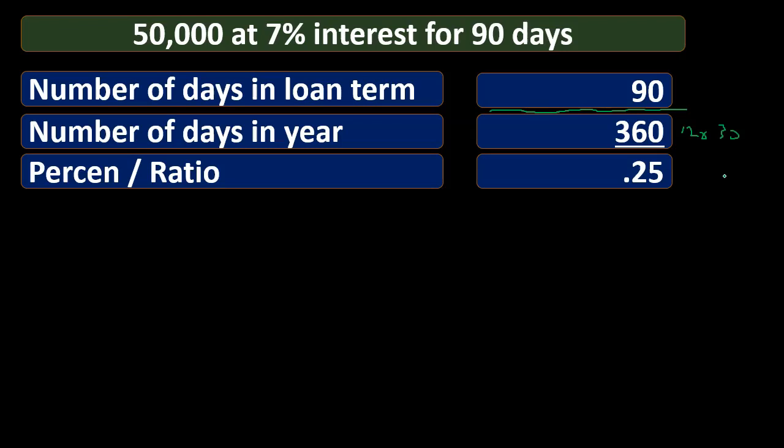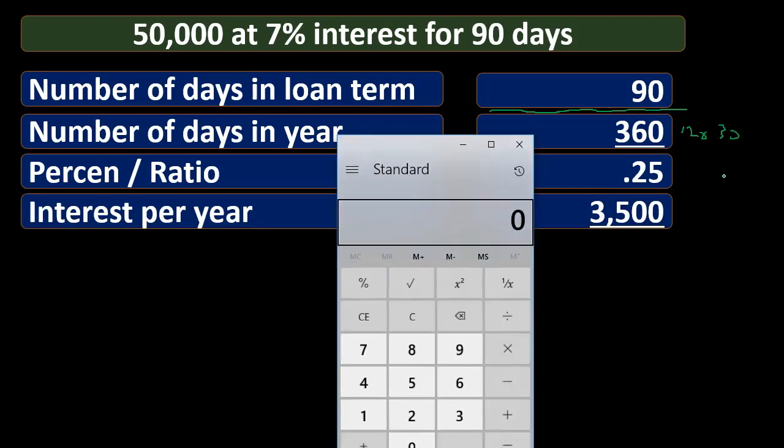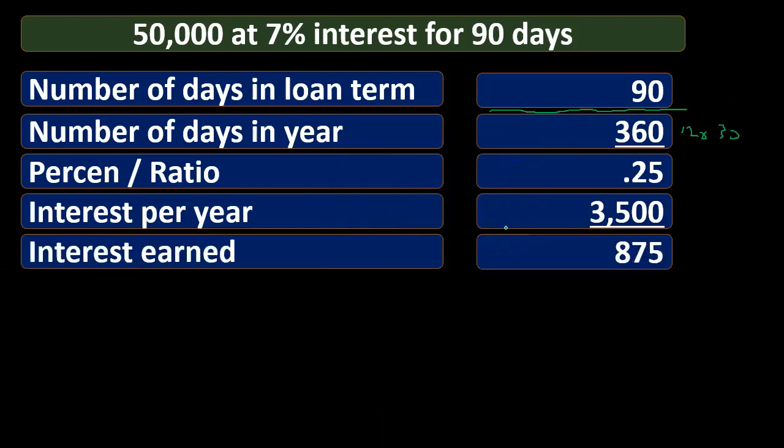Now that we have that ratio, we can take that 0.25 and multiply it times the interest per year, which was that 3,500, or 50,000 times 0.07, and that'll give us our 875. So note this gets to that 875 a bit faster here. We don't have as many calculations or as many steps.